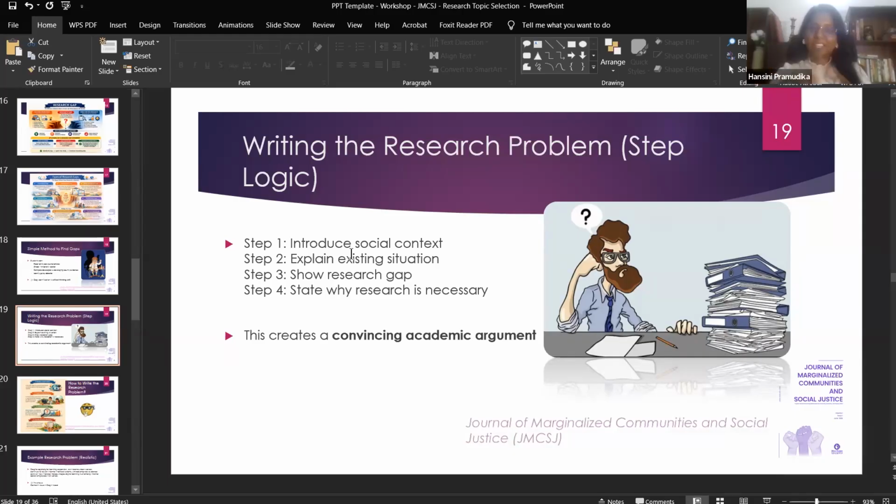Okay, then step 4, state why research is necessary. If there is a gap, definitely this research is necessary to conduct, right? This creates a convincing academic argument. That's why my research is this important. You are trying to build your argument to convince society, right? If you build that particular argument very well, you have already validated your research. It is very important. So you have to write the research problem very carefully.